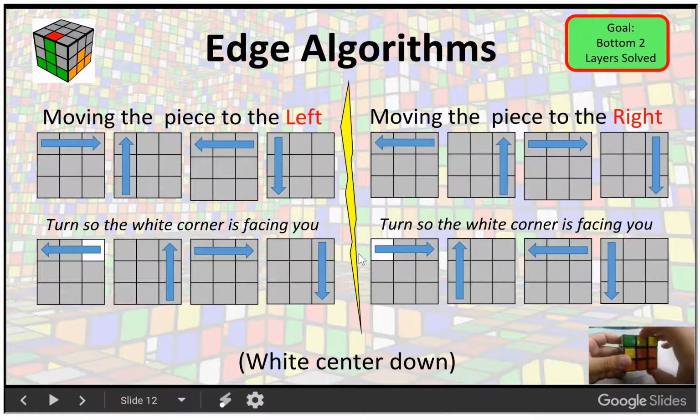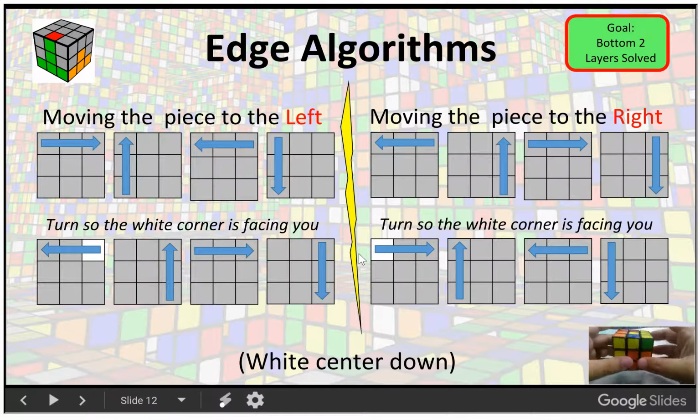Looking back at the top, looking for an edge piece that does not have yellow. And here we go. Found one. Match it up. Blue, blue with a red on top. So this piece actually needs to go over here. So that way it's blue, red. So I need to move it to the right. So I'm going to do the right version of the algorithm. Turn it so white is facing me. And now that piece is solved.